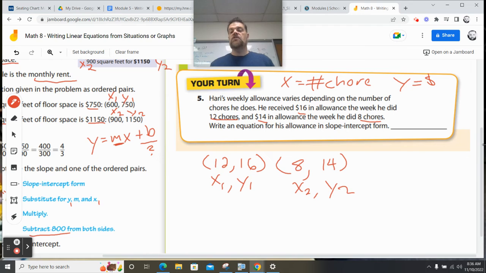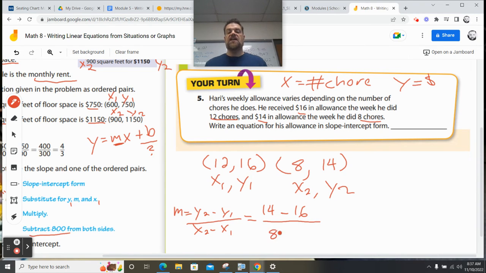And it says we got to figure out the slope-intercept form. So to do that, I got to figure out the slope. M is equal to Y sub 2 minus Y sub 1 all over X sub 2 minus X sub 1. Y sub 2 is 14 minus Y sub 1, which is 16, all over X sub 2, which is 8, minus X sub 1, which is 12. Now, when you do the math on this, you get negative 2 over negative 4, correct?